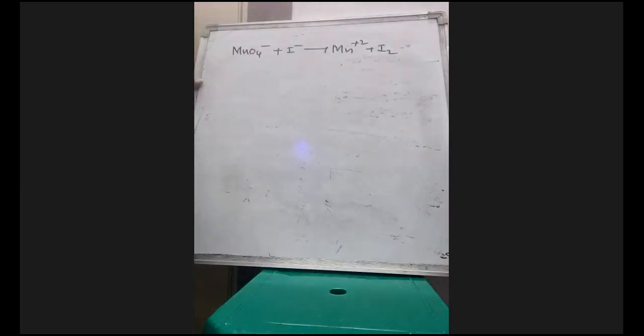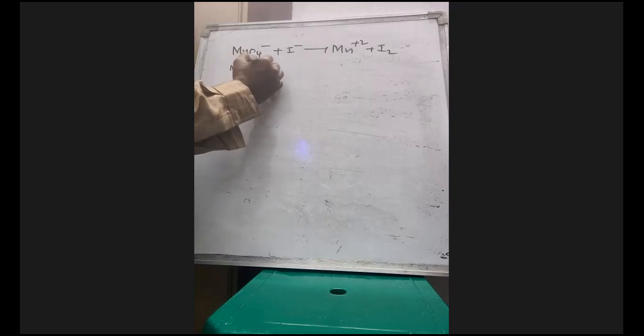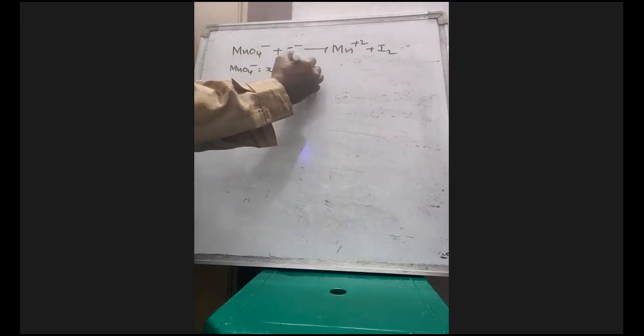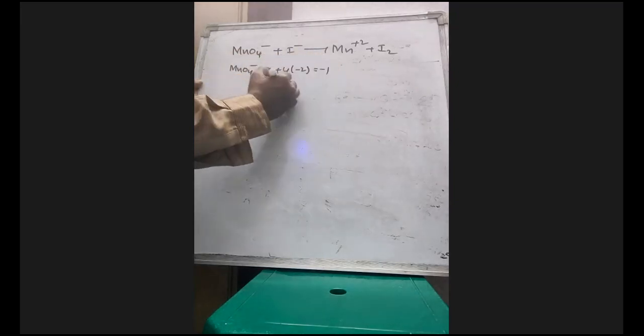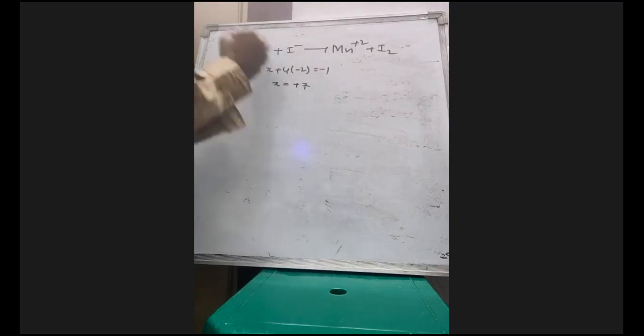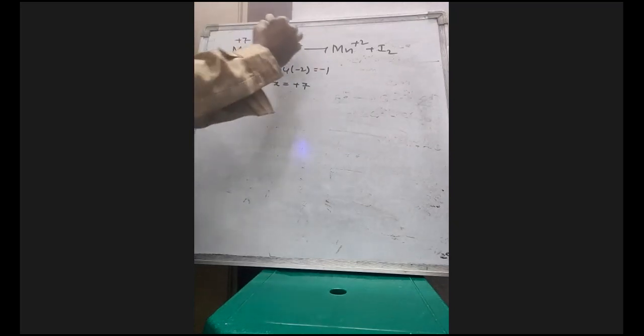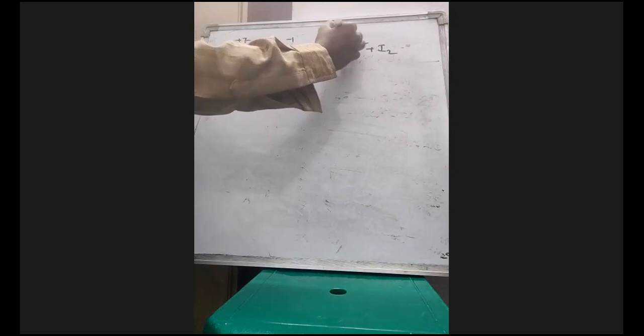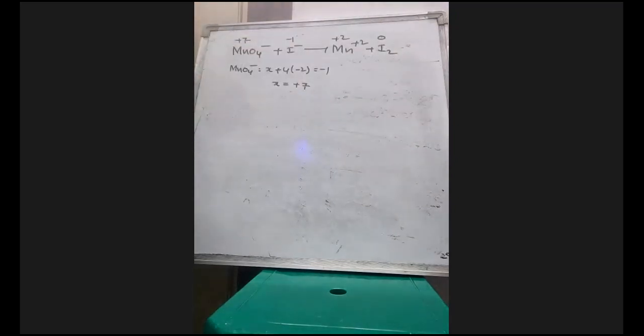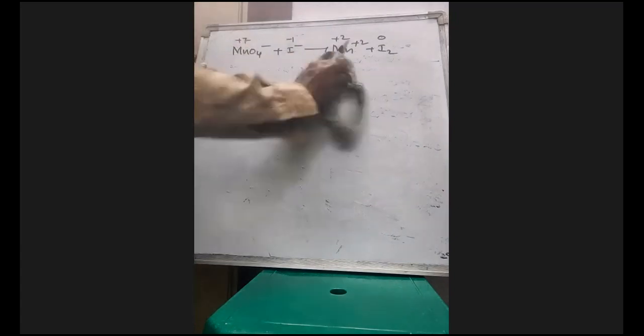MnO4 minus plus I minus gives Mn plus 2 plus I2. Now, what is the oxidation number of Mn? Let it be x. x plus 4 into minus 2 is equal to minus 1, so x is equal to plus 7. Here it is minus 1 for iodide, and it is 0 for I2.